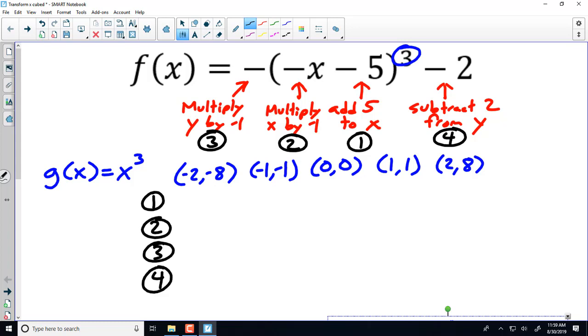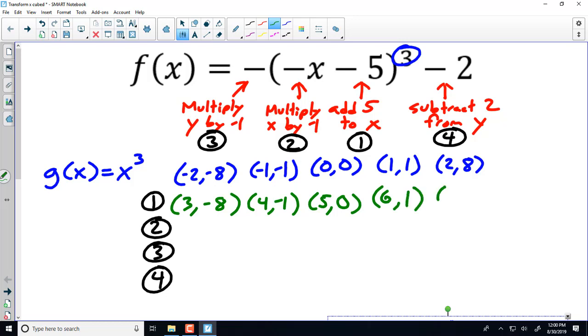Here we go, getting our new ordered pairs. We can always do this in 4 steps or less, so this is going to be one of our longer problems. The first thing I need to do is add 5 to all the x's and leave the y's alone. (3, -8), (4, -1), (5, 0), (6, 1), (7, 8). Added 5 to all the x's, left the y's alone.